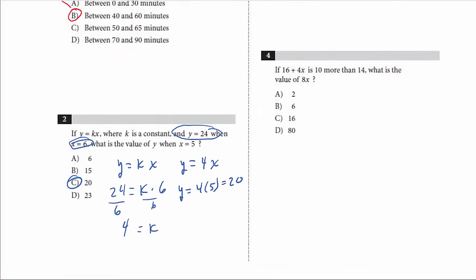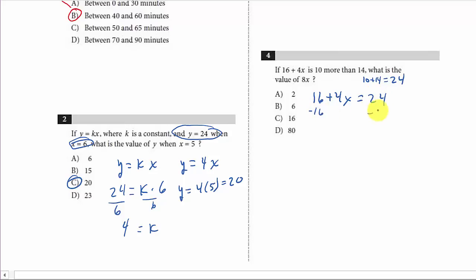All right, so what about this one? If 16 plus 4x is 10 more than 14, what is the value of 8x? First we need to set up the equation. It says that 16 plus 4x is 10 more than 14. What's 10 more than 14? 10 plus 14 is equal to 24. So this equals 24, and then we just solve. We subtract 16 from both sides, and that gives us 4x equals 8. Divide by 4, x equals 2.